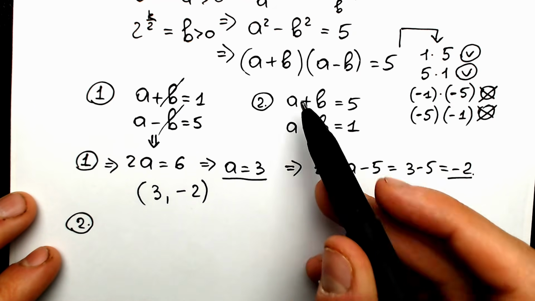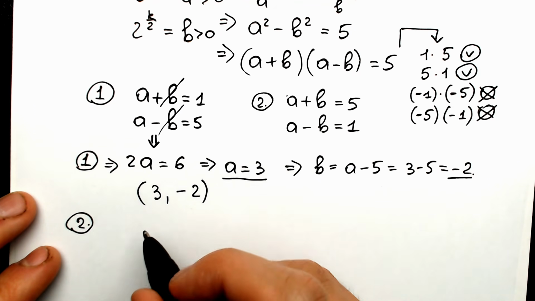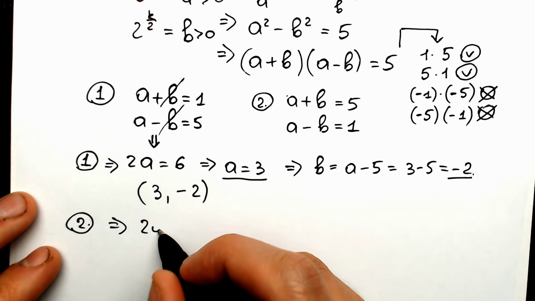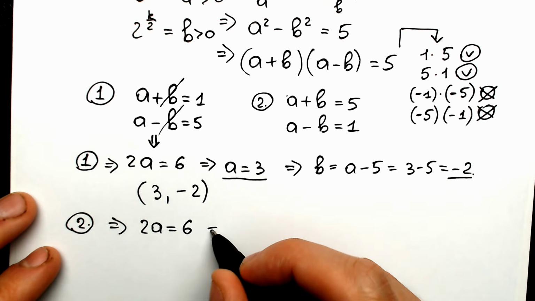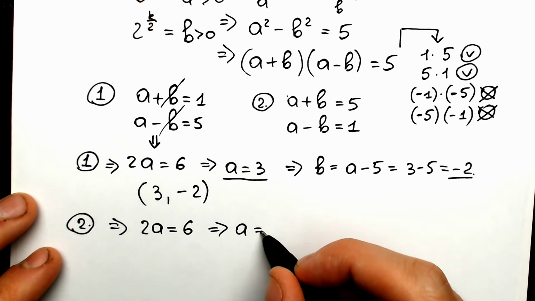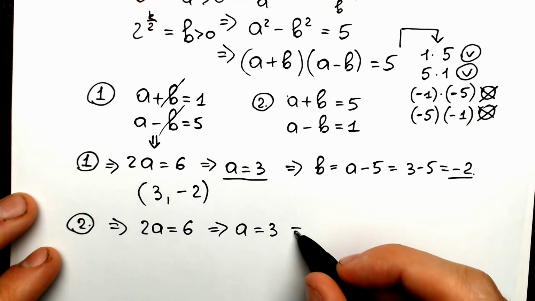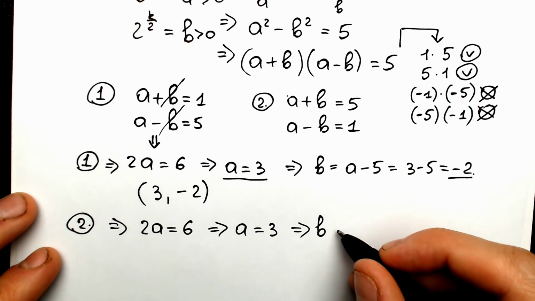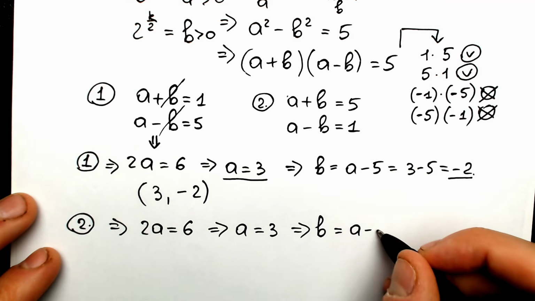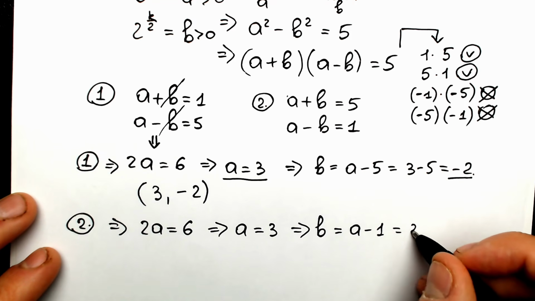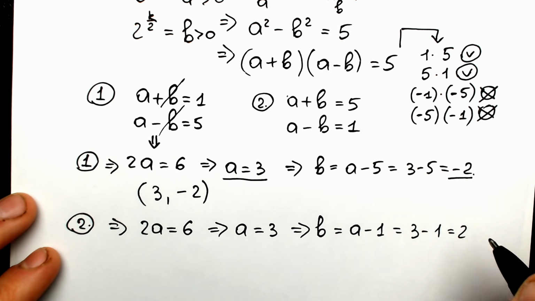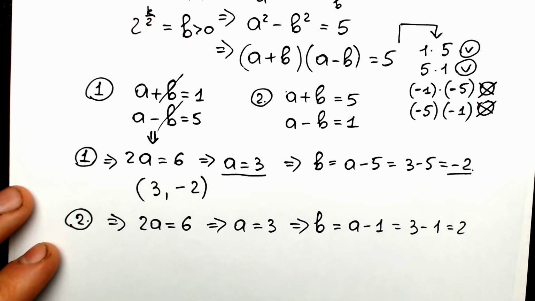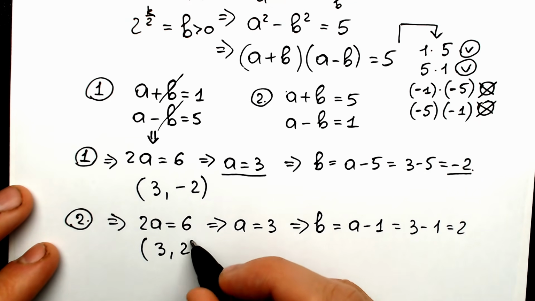Let's do it. So we have the same addition, 2a equal to 6. And from here we have a equal to 3. But what about b from the second equation? So b equal to a minus 1. So that's why we have 3 minus 1 equal to 2. So if we're talking about this pair, we have a equal to 3 and b equal to 2.